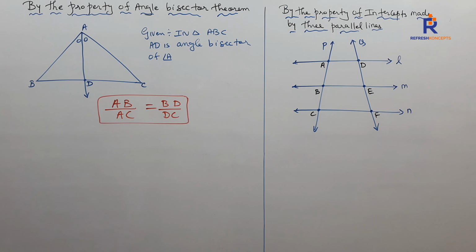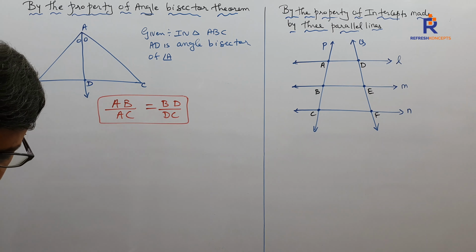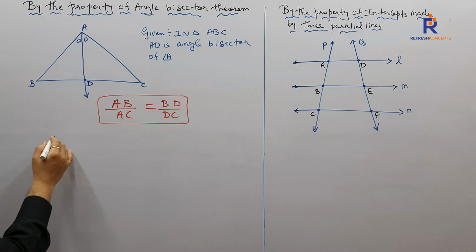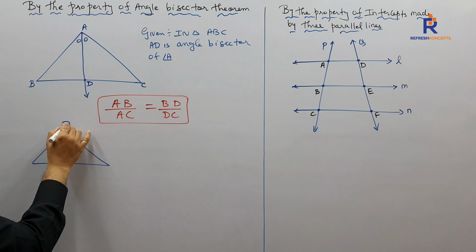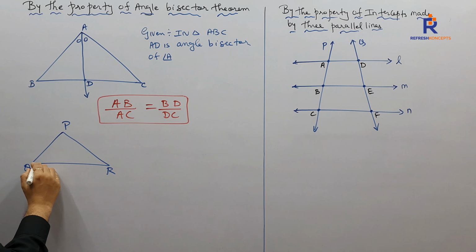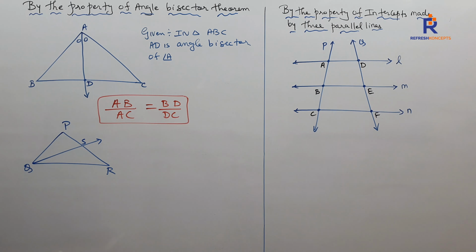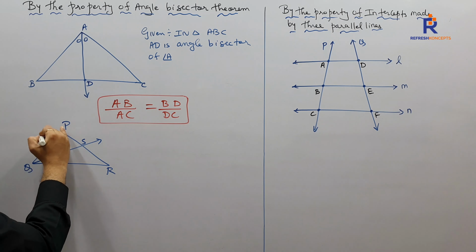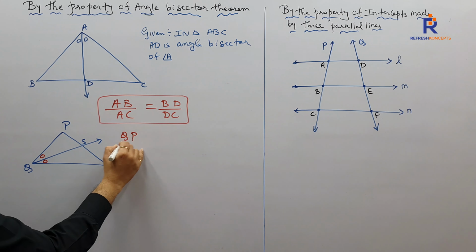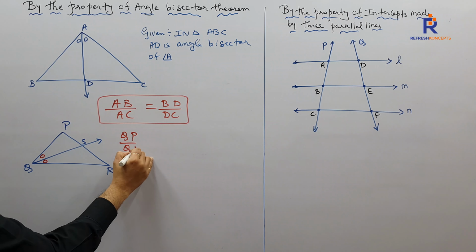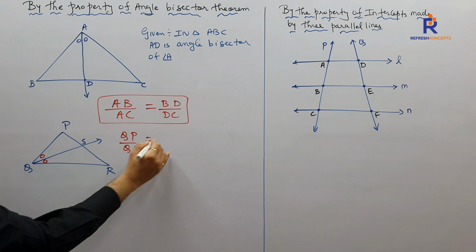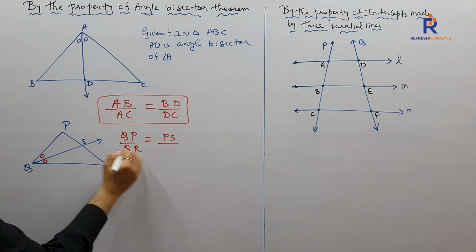One more. Let me give you one more. Say it is given to me triangle PQR, and this time QS is an angle bisector. What is the outcome? Outcome is QP by QR is equal to PS by SR.